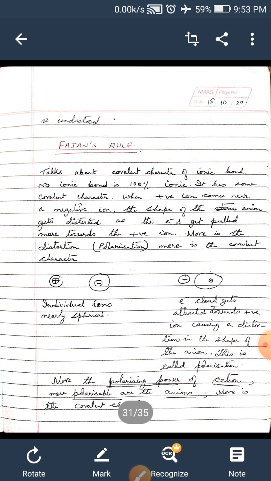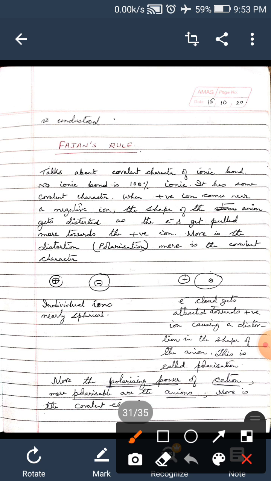You can see I have drawn a diagram here. In the diagram you can see I have put positive and negative ions. These are individual ions when they are not really very close to each other, and you can see their shapes are more or less perfect spheres. My spheres are not really good.